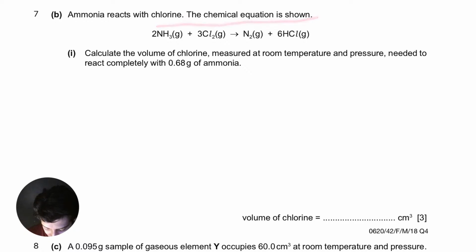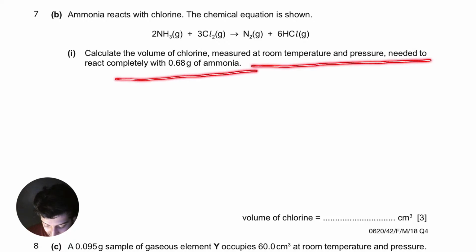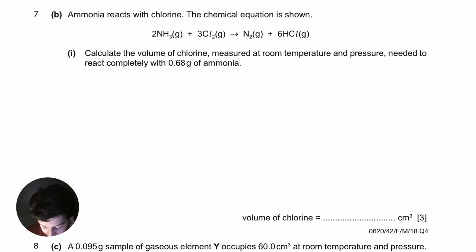ammonia reacts with chlorine. The chemical equation is shown. Calculate the volume. People say I say volume wrong. Volume of chlorine measured at room temperature and pressure needed to react completely with 0.68 grams of ammonia. I was too focused on volume, I didn't read the question. Calculate the volume of chlorine needed, measured at room temperature, needed to react completely with.